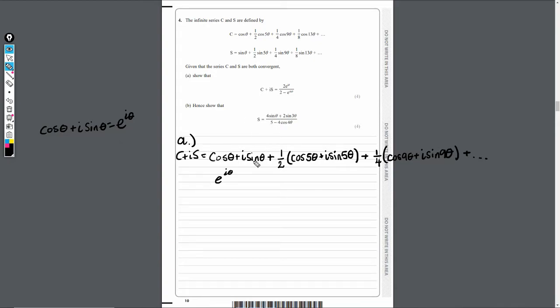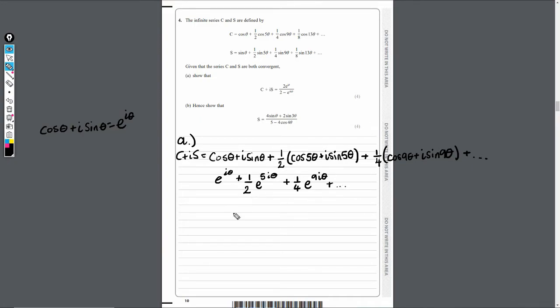So now I'm just going to do the same like we've done here. So it's going to be a half e to the 5i theta. And again here, this will be a quarter e to the 9i theta. So let me just write them down. So that's going to be a half e to the 5i theta. And then again, plus a quarter e to the 9i theta. So again, this will carry on infinitely.